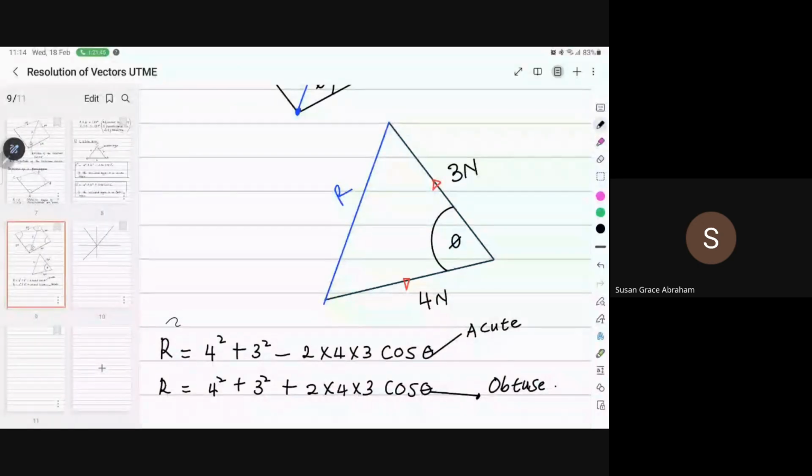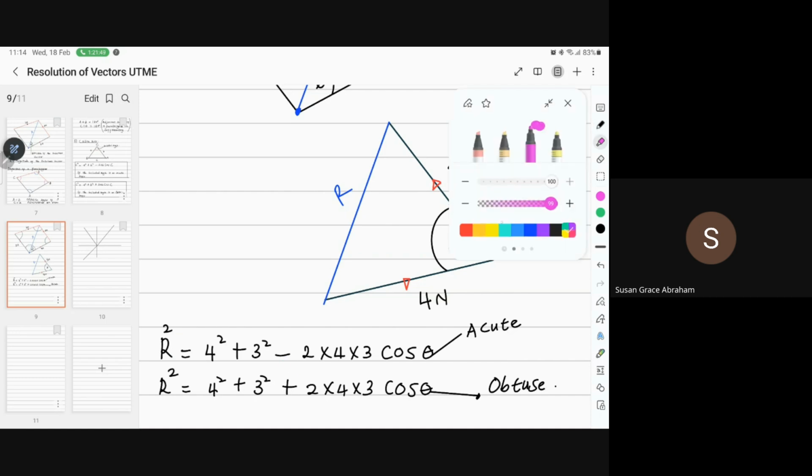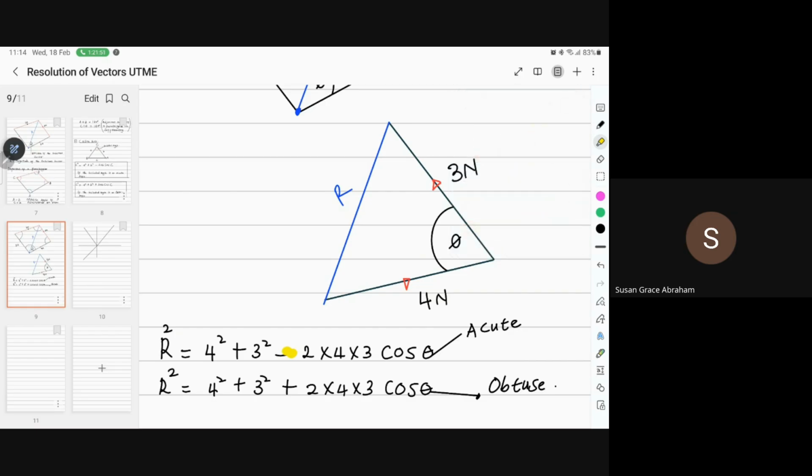But remember, we should have R squared here and R squared here. Now, observe the changes in sign. That's where I want to draw your attention to, the changes in sign. It is minus if the angle between them is an acute angle, if that angle is less than 90. But if the angle is greater than 90, observe what happens in the sign.